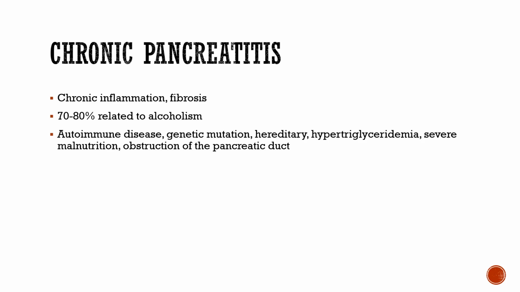Chronic pancreatitis is exactly what it says. It is something that occurs over and over again, and it is marked by chronic inflammation of the pancreas and fibrosis that occurs in response to the inflammation. 70 to 80% of people with chronic pancreatitis have it because of alcoholism. But it can also be related to autoimmune diseases, genetic mutation, heredity, hypertriglyceridemia, severe malnutrition, especially in developing countries, or obstruction of the pancreatic duct.